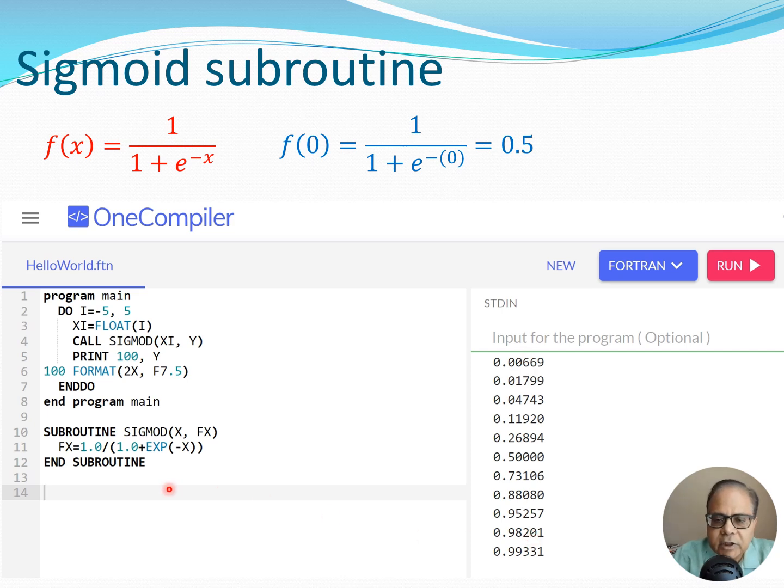Of course, in this case where you are using the sigmod subroutine, it may have been easier to use the function subprogram type. But just to show you the difference between a function and a subroutine, I have created this example and run it here.